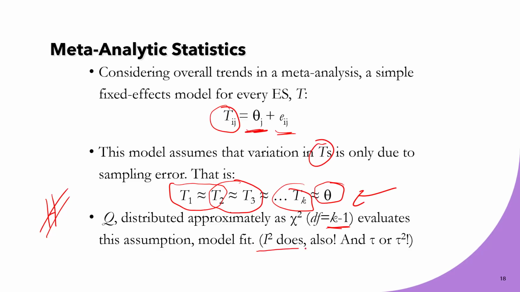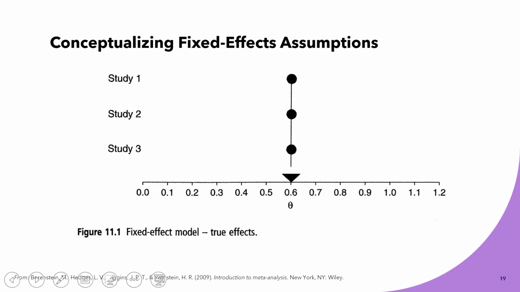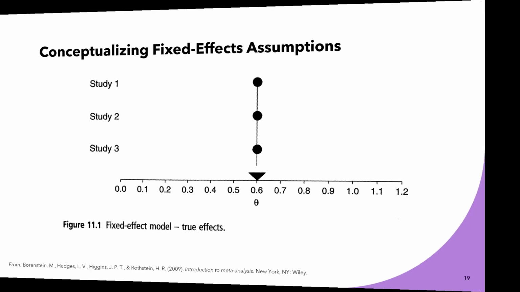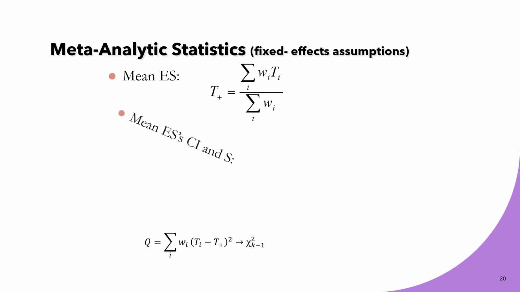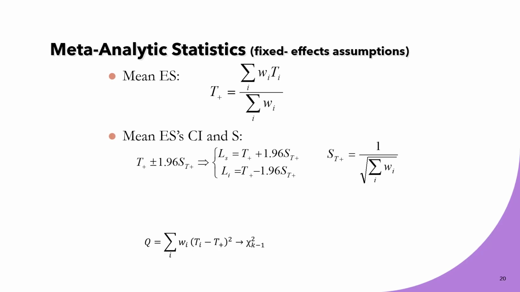Now, in passing, I squared also does the same thing, and so does tau or tau squared. So don't miss that point. In fact, these, especially these two, are very important to report in your outcomes, in your reports of meta-analysis. So borrowing from Borenstein et al. for a few images, here's a way to think of fixed effects assumptions: they're all centered on theta, the population value. So every study in theory is getting the very same effect. The problem is, in reality, that's not going to happen, right? They're going to vary somewhat.